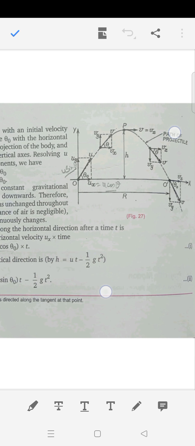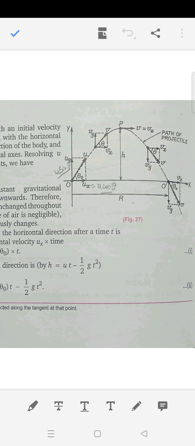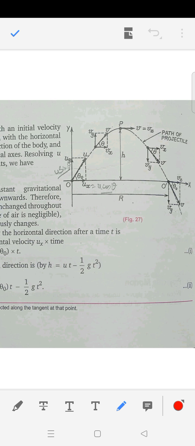For example, let us see the graph. This picture shows us the path of a projectile. Initially the particle was projected in this direction, but it keeps changing direction and comes back in this direction. So the direction is not the same throughout the entire journey. That is called projectile motion.